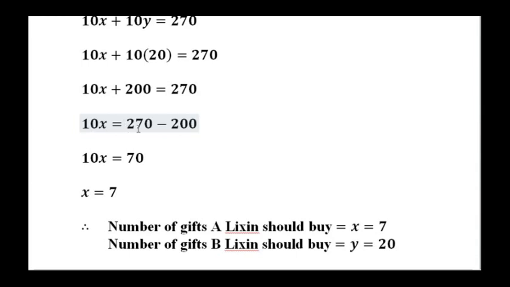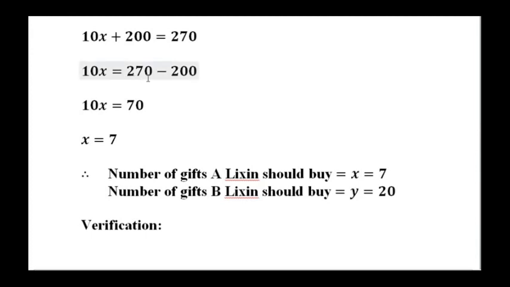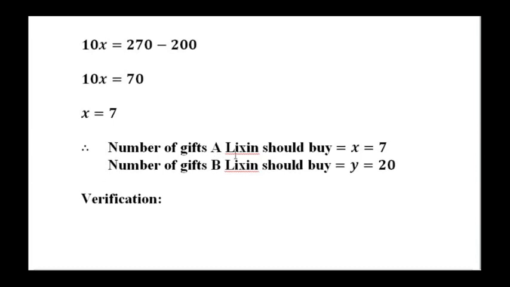We get 10x equals 270 minus 200. Now, the difference between 270 and 200 is 70. To find the value of x, I will divide both sides by 10. We get x equals 7. Now that we have found the values of the variables x and y, we have found the number of gifts Lixin intends to buy. Therefore, the number of gifts A Lixin should buy, which we assumed as x, is 7. And the number of gifts B Lixin should buy, which we assumed as y, is 20.